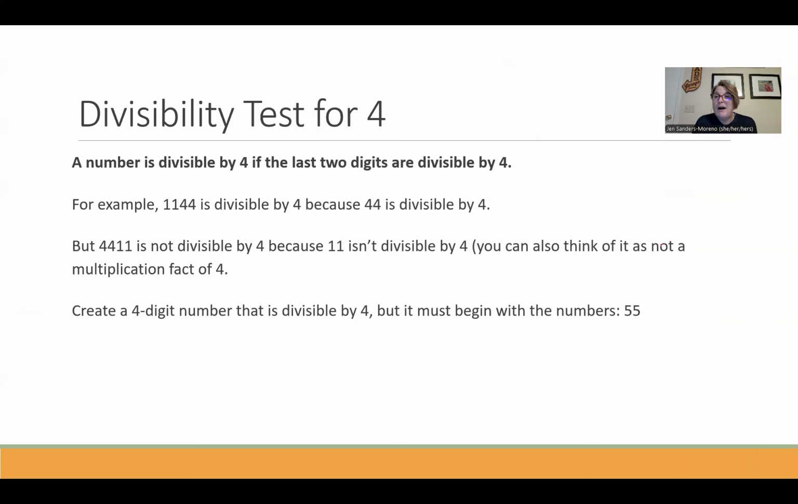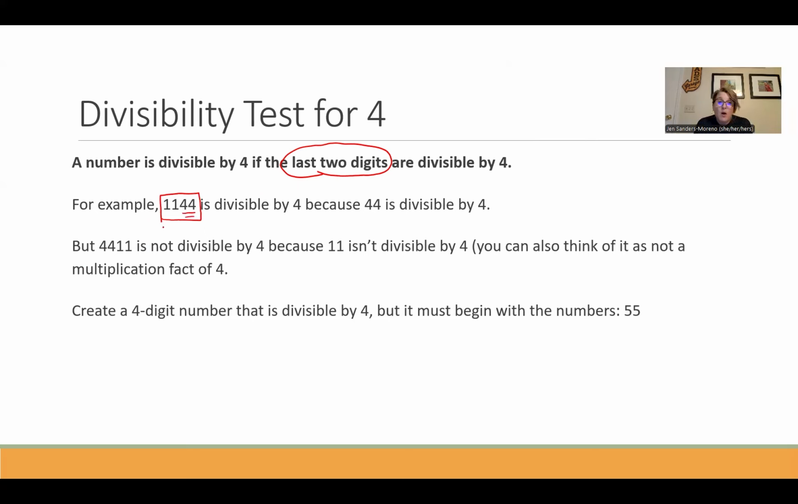Okay, so here we go. A number is divisible by 4 if the last 2 digits are divisible by 4. So we're not just looking at the ones digit, we're going to look at the last 2 digits. Okay. All right, excellent. So if we were given this problem, for example, that is 1,144, the 1,100 doesn't matter. The thousands and hundreds place doesn't matter. We only care about the last 2 digits.